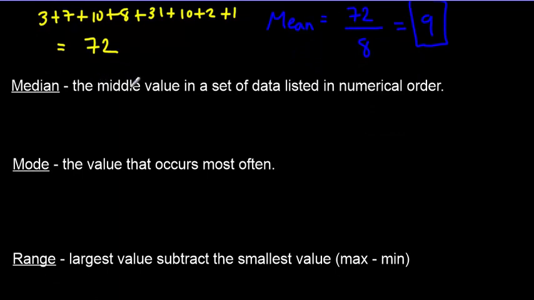Now for median, median is pretty simple. It's actually just the middle value in a set of data listed in numerical order. So we just need to list this in numerical order, and then we will look for that middle number.